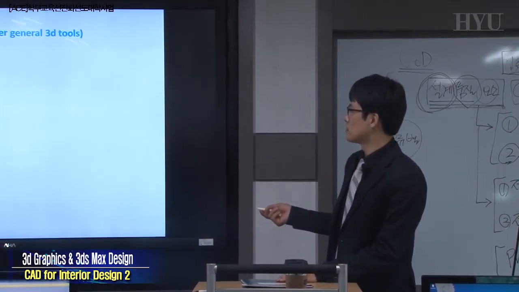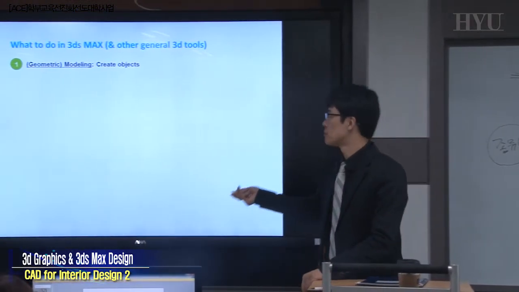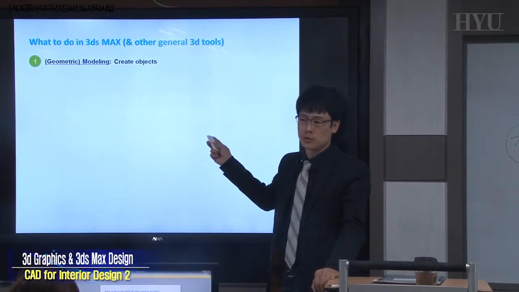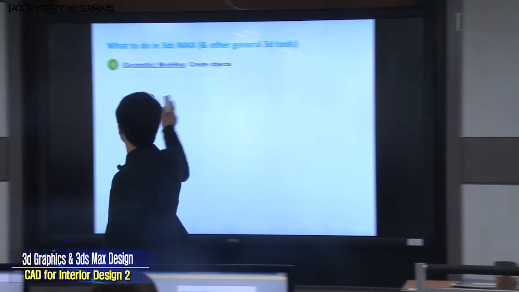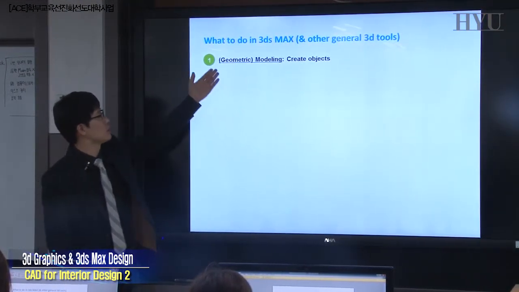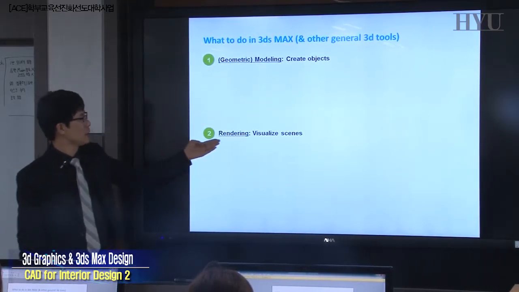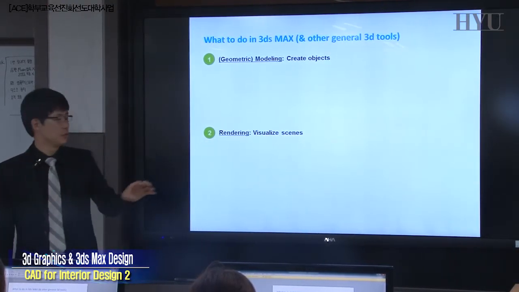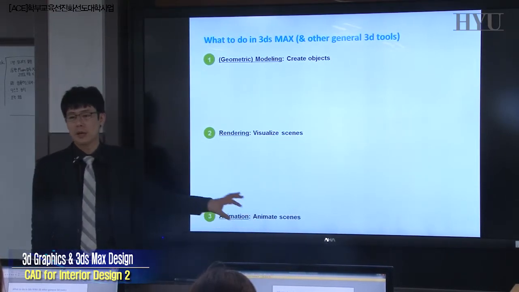Basics in 3D Max. Let me simplify 3D Studio Max. What to do in 3D Max? Even other general 3D tools, what can you do? That's the question. First one, modeling. When we say modeling in this semester, that's going to be geometric modeling to create objects. Secondly, rendering. In other words, to visualize your shape, your geometry, your design. Third one, to animate your scene, making animation.